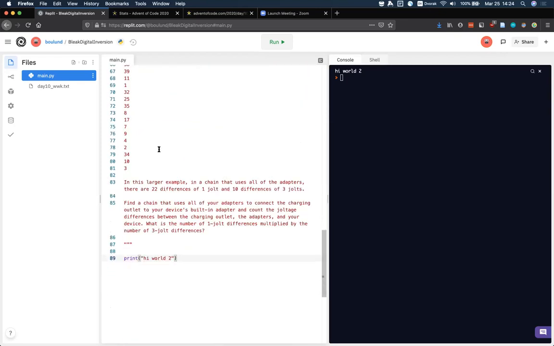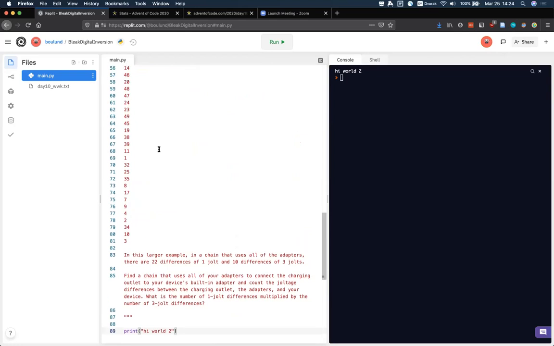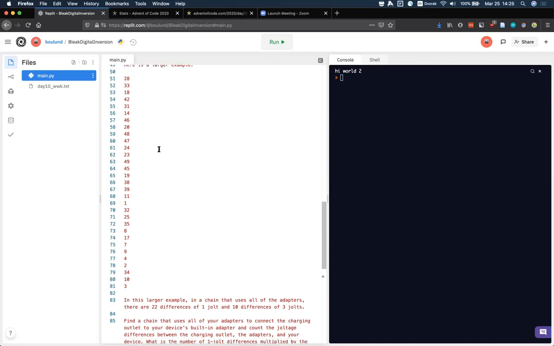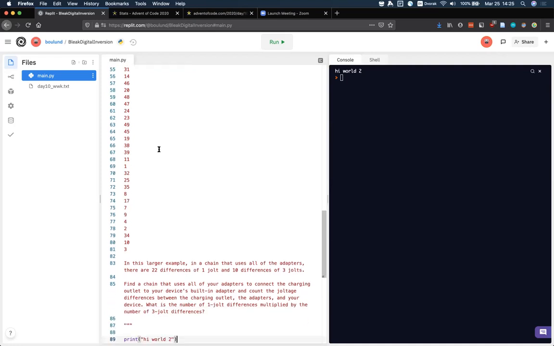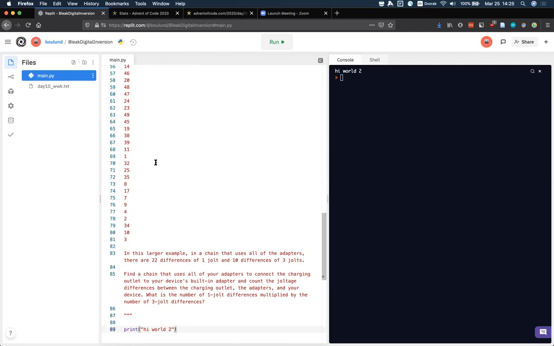Adapters can connect to a source 1 to 3 jolts lower than its rating. In order to use every adapter, you need to choose them like this. So, looking at the example here, the outlet has a rating of 0 jolts, so you can only connect 1, 2, or 3 rated adapters to that. Of these, you only have one, an adapter rated 1 jolt. From your 1 jolt rated adapter, the only choice is your 4 jolt rated adapter, because it has a difference of 3.